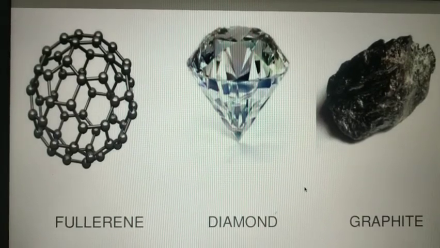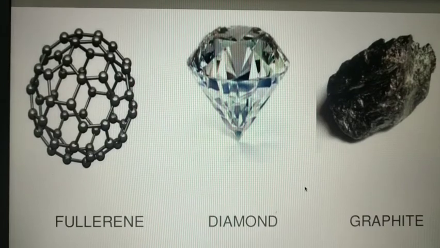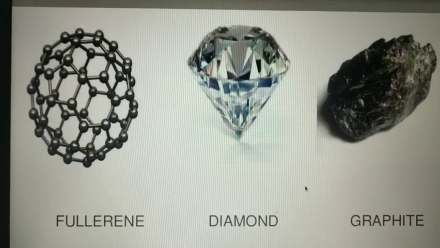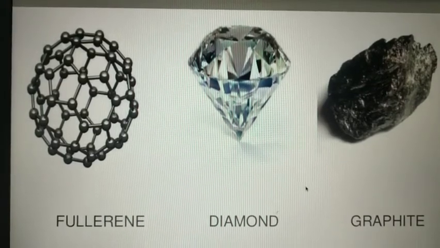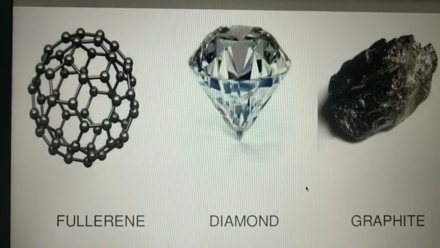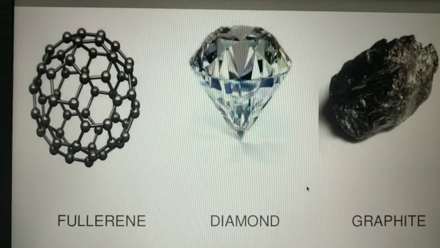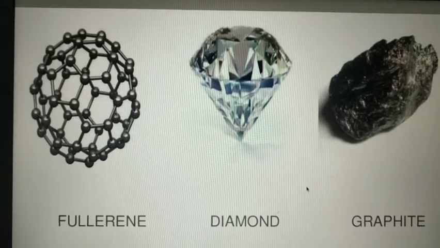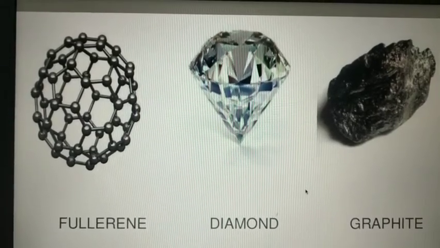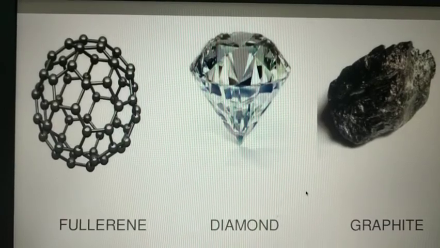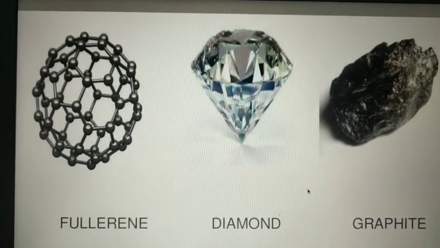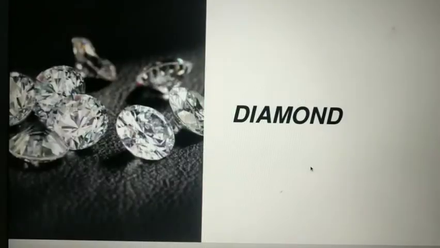Okay, now you just study the occurrence, that is, where diamonds are found. Remember this one. South Africa is the largest producer of diamonds. In India, diamonds are found in Panna mines, that is in Madhya Pradesh, and Vajrakarur, that is in Andhra Pradesh. Okay, now let's study the properties of diamond.